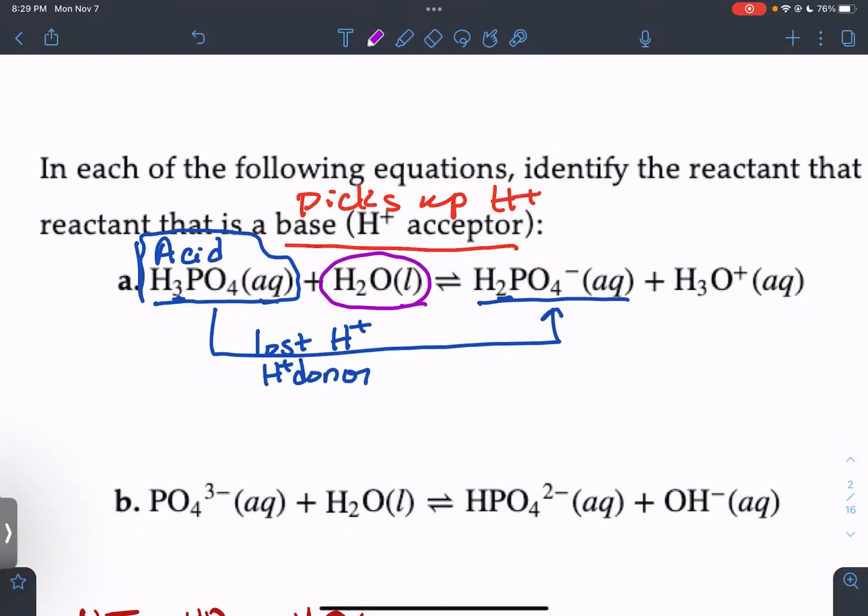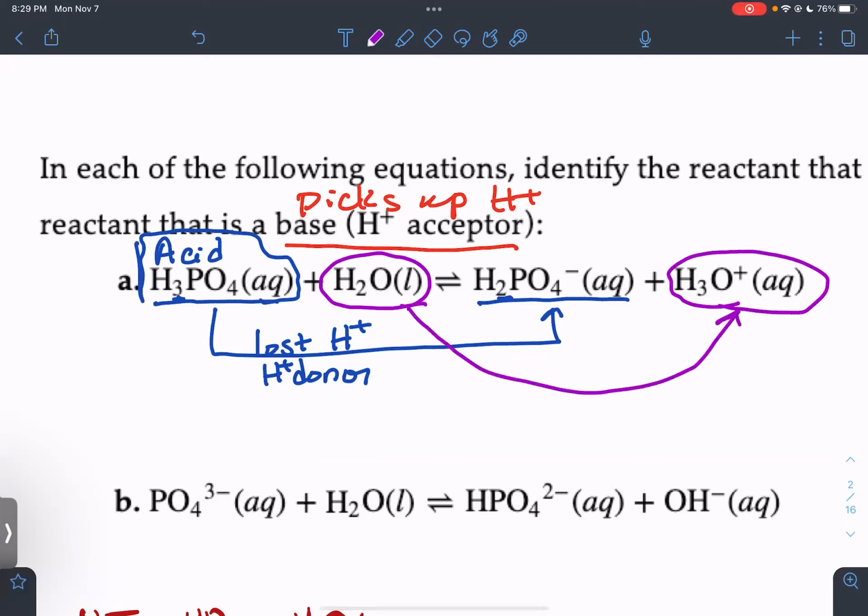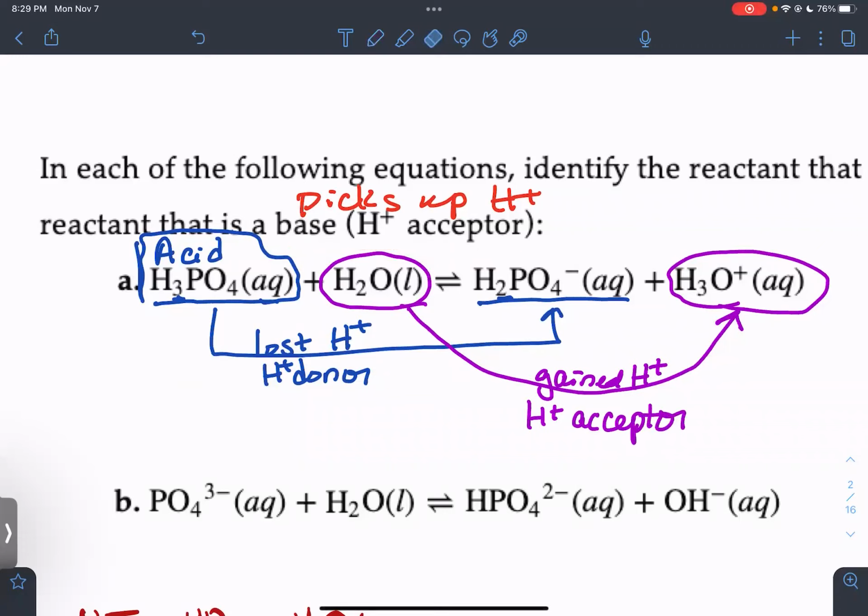We look at this substance and we say, okay, this is the one it's closest to, and I want to know what happens when I go from one to the next. Well, I went from H2O to H3O+. So here I have gained an H+. So we call this the H+ acceptor. So the molecule that actually does the accepting is the base. Okay, so it's all about identifying the acid and the base.